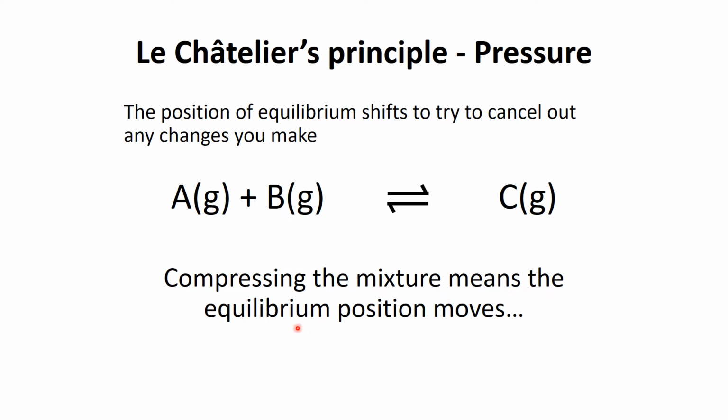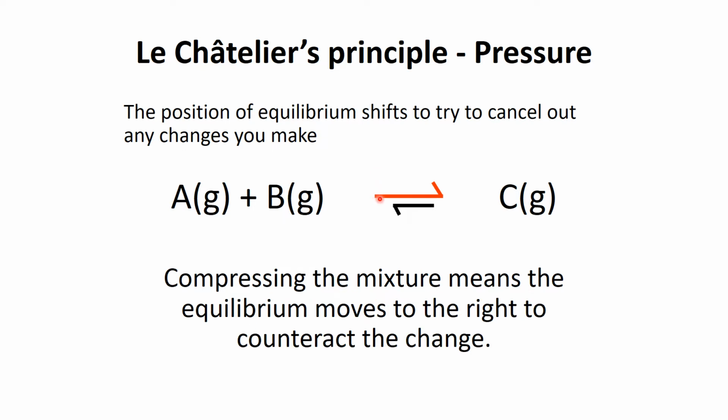What will happen to the position of the equilibrium? Will it shift to the right or will it shift to the left? Remembering, you're attempting to cancel out the changes. That's why the equilibrium will shift. Hopefully you've identified that the equilibrium will shift to the right.